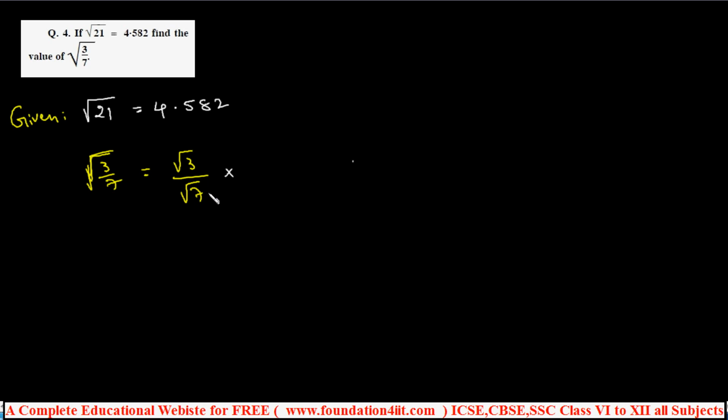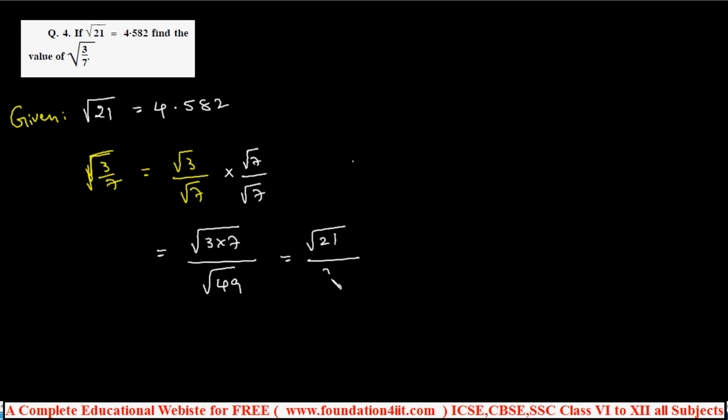So whatever denominator is there, root 7, you multiply and divide with the same root 7 now. Then square root of 3 into 7 by root 7 into root 7, which is root 49. Square root of 3 into 7 is 21, and square root of 49 is 7 because 49 is a perfect square. 7 into 7 is 49. So square root of 49 is 7.